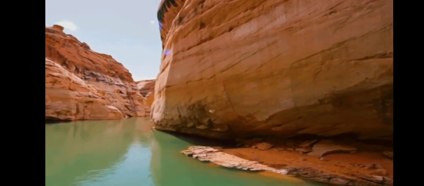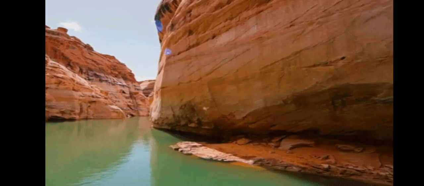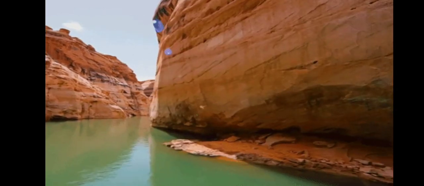As we can see in this picture, when the valley becomes very deep because of the moving water, when the water moves between the two mountains, the valley becomes very deep after many years. So it will be a canyon. The canyon is a deep valley. What is the valley? The valley is the area between the two mountains where a river moves through it.